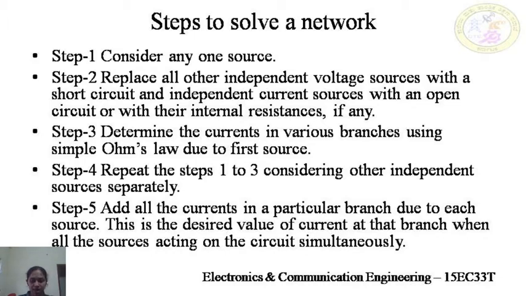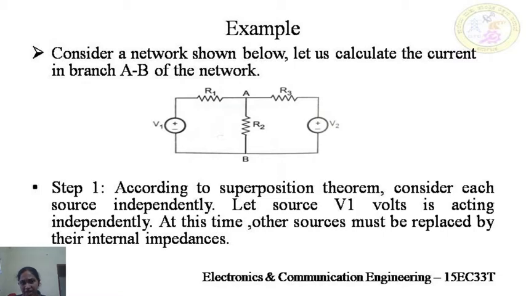Now we will explain these steps with the help of one example. Consider a network shown below. Let us calculate the current in branch AB of the network. Consider this network. It has two sources V1 and V2. In step 1, source V1 is considered and V2 is replaced by its internal resistance. But internal resistance of V2 is not given. Therefore, V2 is replaced by short circuit.